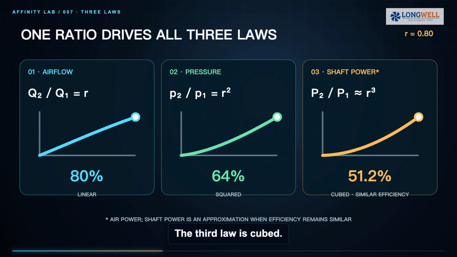The third law is cubed. Air power, and approximately shaft power under similar efficiency, scales with the cube of speed. At 80% speed, the idealized power ratio is 0.8 cubed, or 51.2%. This is why a modest speed reduction can produce a much larger power reduction.